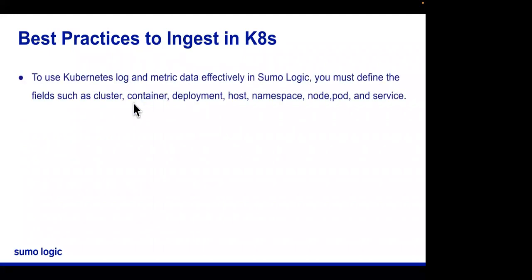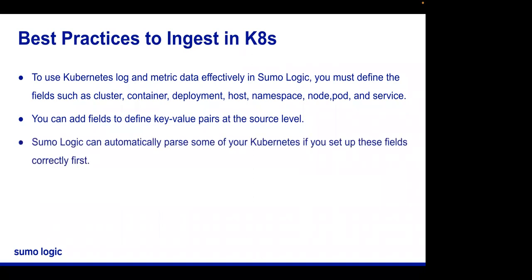Again, you want to use your Kubernetes metric and log data. You need to define what your structure is: your cluster, your container, your deployment, your host, things like that. So you want to make sure that you've defined that in your Kubernetes cluster so we can take advantage of those fields. Again, you can add additional fields if you want to in the key value pairs at the source. So in the source, if those of you had the admin class, we showed you could add a new key value pair if you want to add additional key value pairs to make it easy to search by.